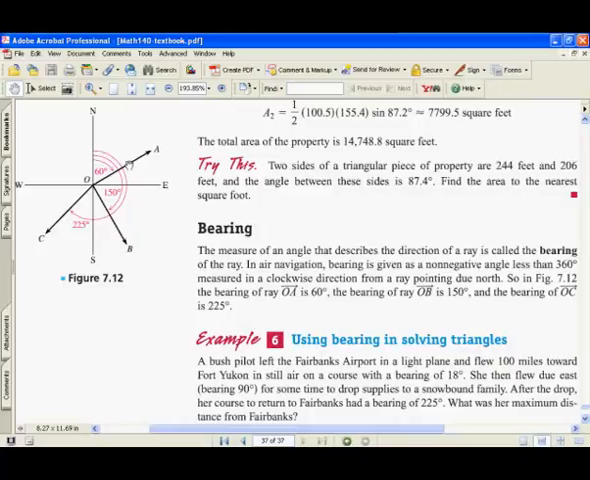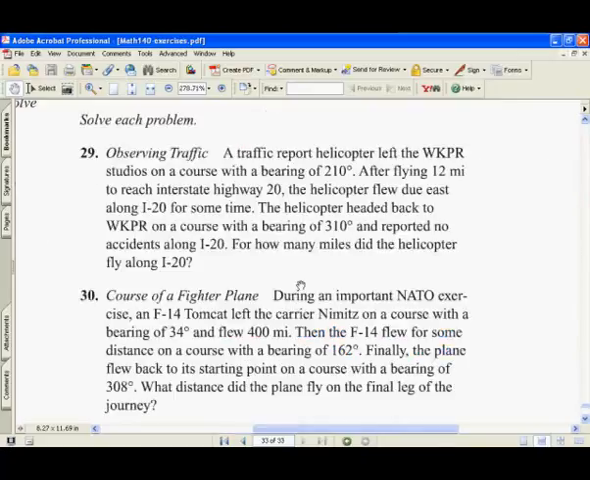So now let's look at one example about the bearing. Let's look at page 586, problem 29. It says a traffic report helicopter left the WKPR studios on a course with the bearing of 210 degrees. So let's first draw this on the whiteboard.